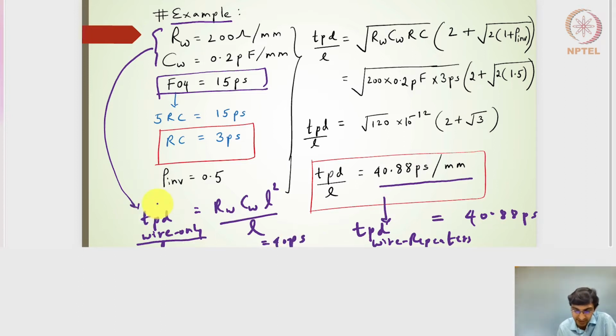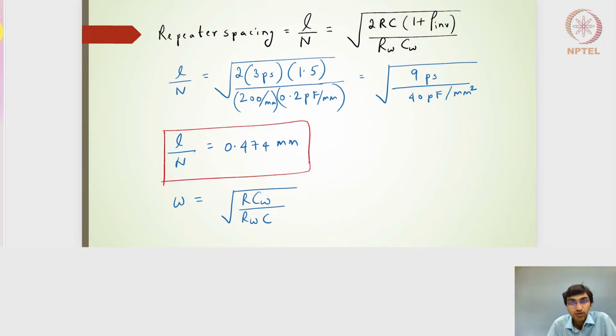If I calculate the TPD of the wire per unit length, I'll get RW/CW multiplied by L. L is nothing but 1 mm, so this will be 200 multiplied by 0.2 picofarads. That will be 40 picoseconds. So if L is equal to 1 mm, I get the TPD as 40 picoseconds, compared to 40.88 picoseconds. All right, hope one should be able to understand what the delay is without the repeaters and what the delay is with the repeaters.